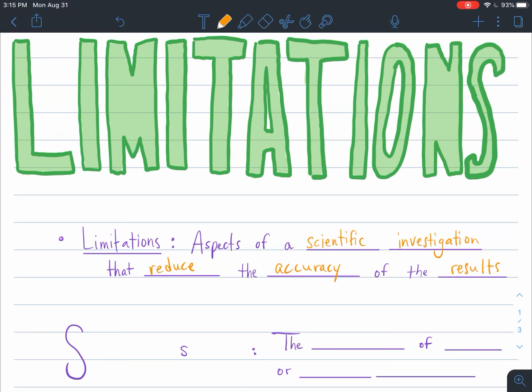So remember that data that we were talking about a couple videos ago? Well, there are certain aspects of investigations that, if certain things happen, actually reduce the accuracy of those results. And as really good scientists, what's important is that as we do an experiment, we're thinking about the limitations. We're thinking about what are some things that maybe could go wrong or did go wrong that are going to reduce the quality of your data. So we want to try to prevent that, and we want to plan ahead so we don't have very many limitations.